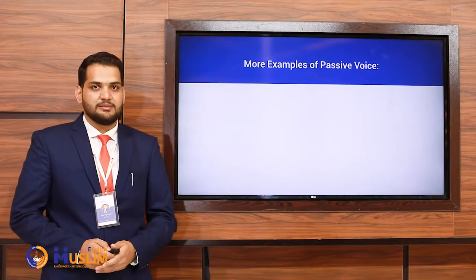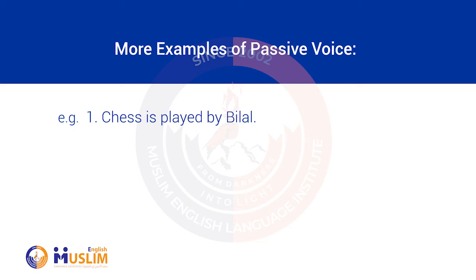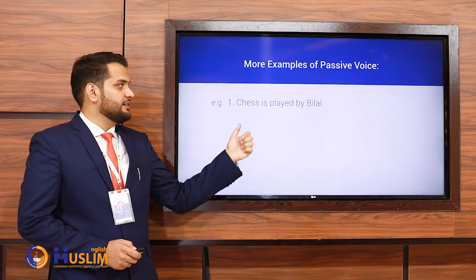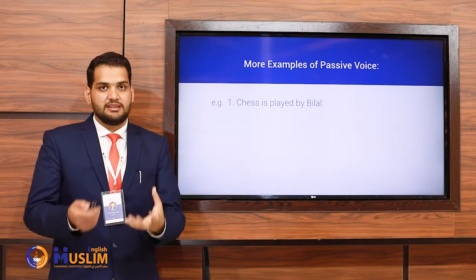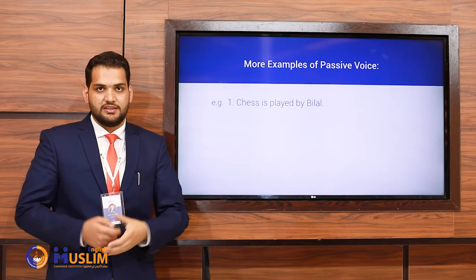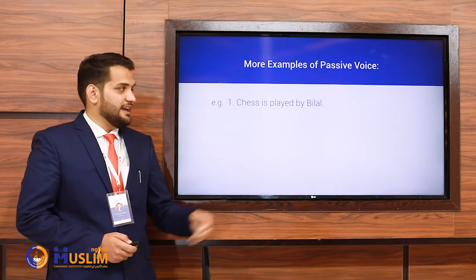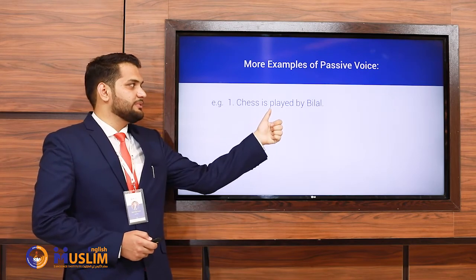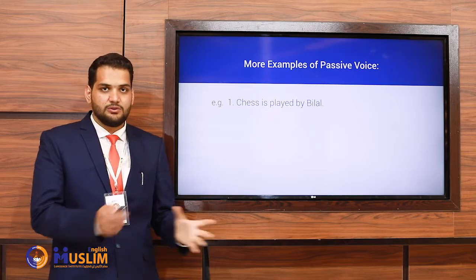Let's have some more examples for passive voice. Number 1, chess is played by Bilal. If you see here, chess is the subject, but it is not performing the action, it is receiving the action. That's why we call it passive voice. And the structure is be plus verb 3, so it's an easy way of recognizing if it is active or passive.